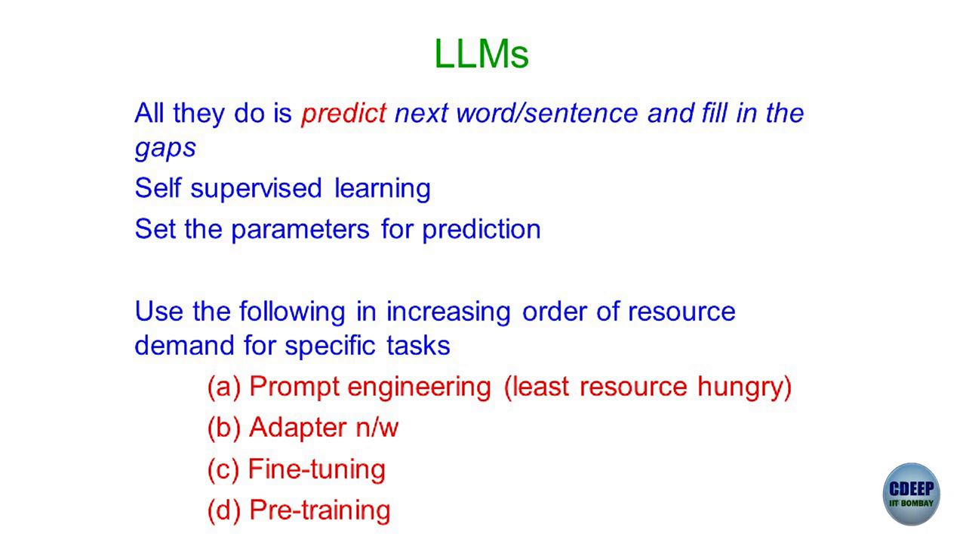Adapter network is where you introduce a small feed forward network on top of the large language model, connect it to the large language model and train only that. The difference between adapter network and fine tuning is that in this procedure, we introduce additional layers and they're only feed forward network.